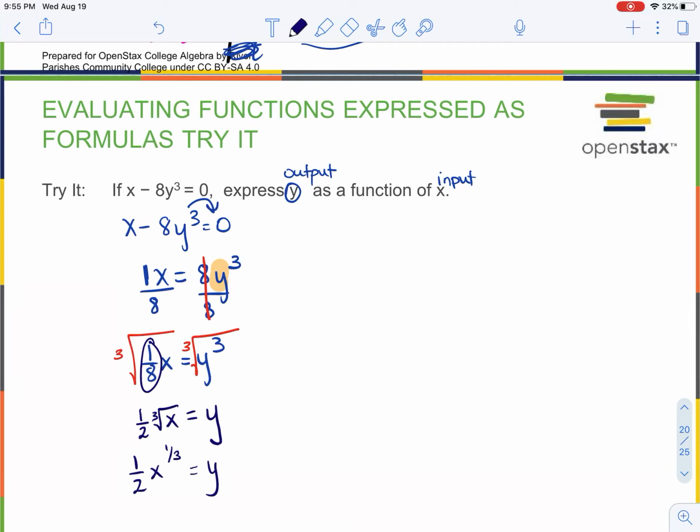So that one was a fun one. We're expressing it as a function of x, so y equals 1/2 x to the 1/3. That's the same as saying f of x is equal to 1/2 x to the 1/3.